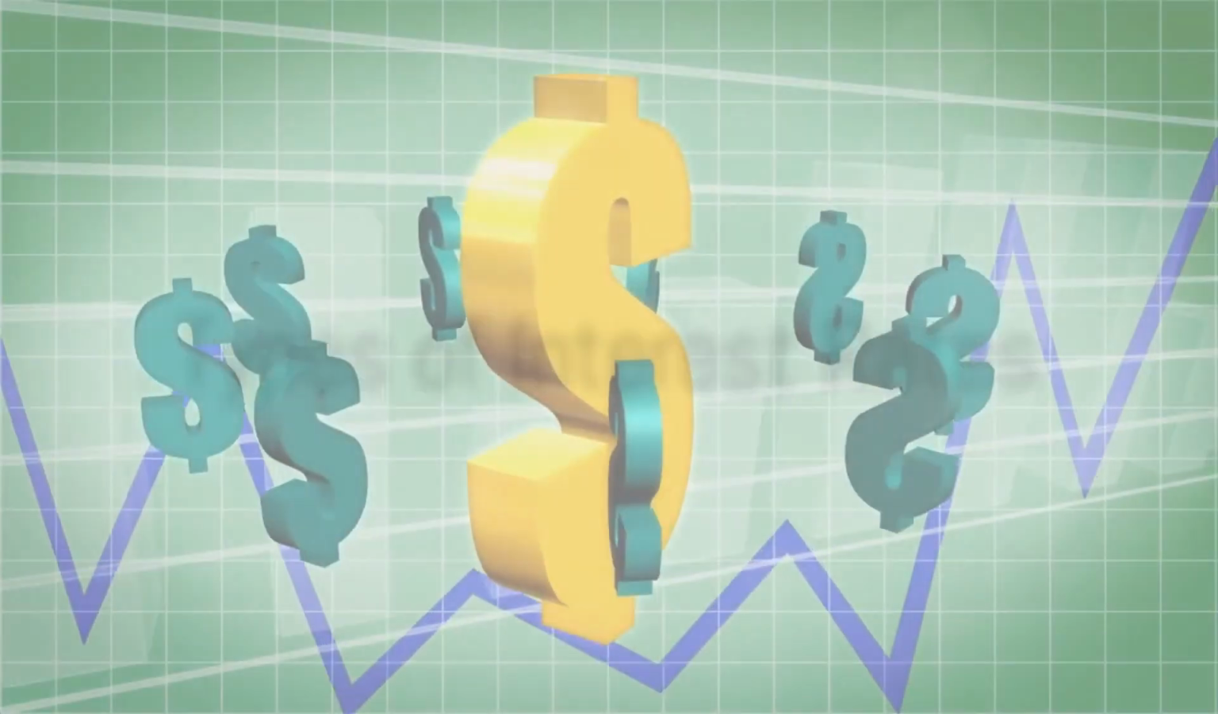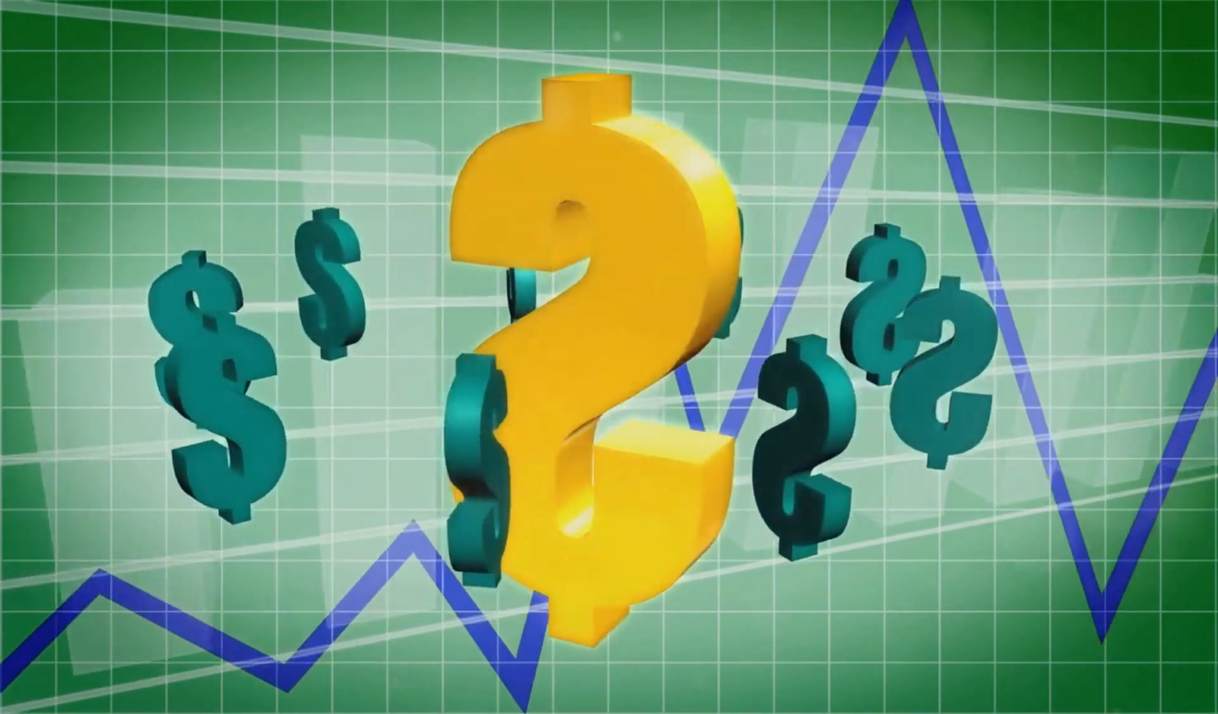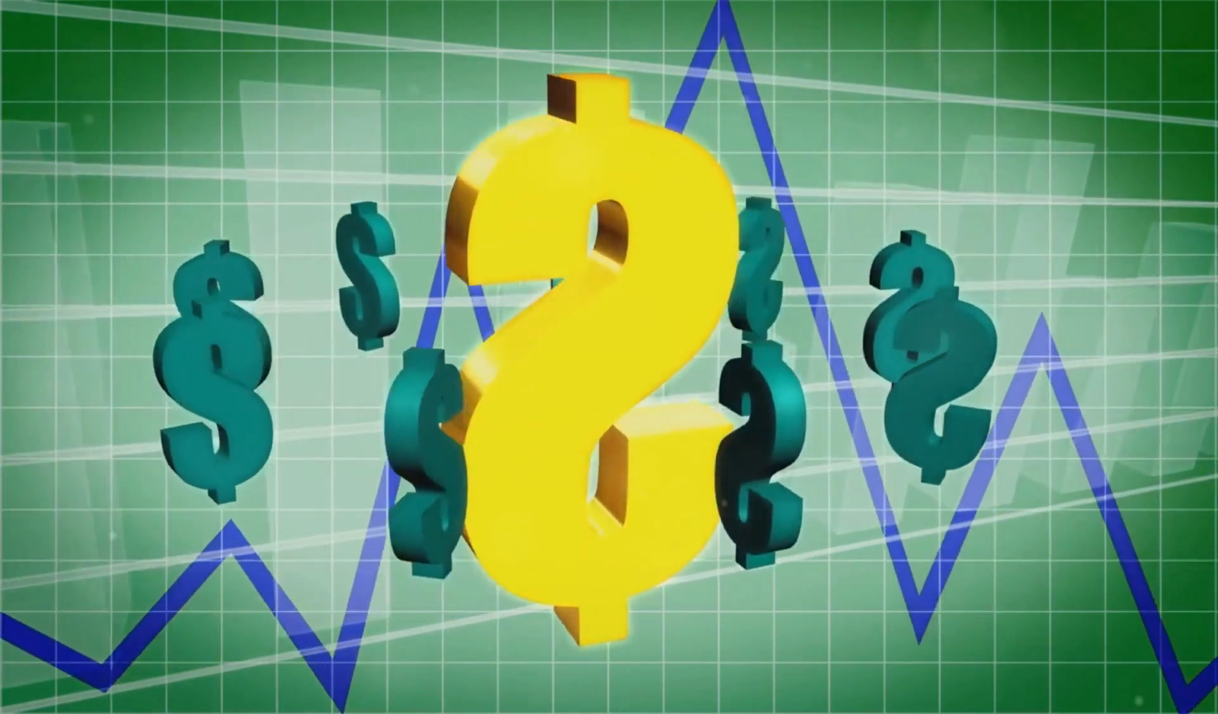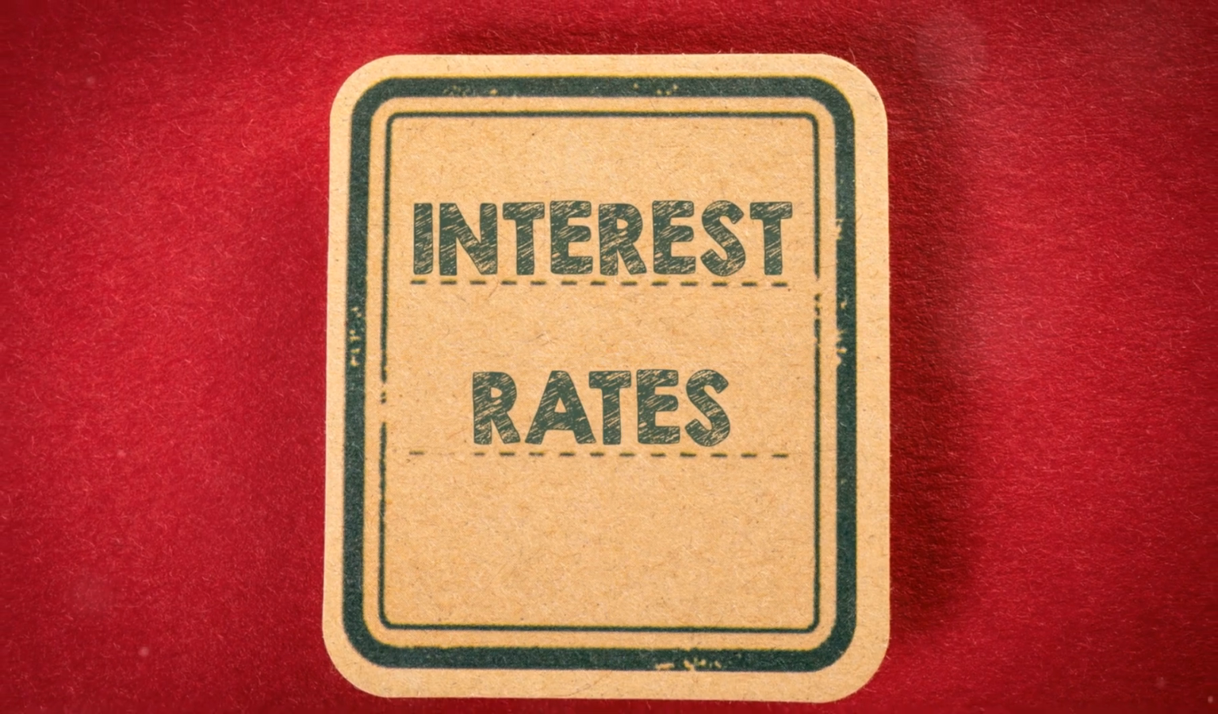Interest rates are usually expressed as a percentage of the loan amount, known as the principal. For example, if you borrowed $100 at an interest rate of 5% per year, you'd owe $5 in interest after 1 year. But there's another twist to this story.